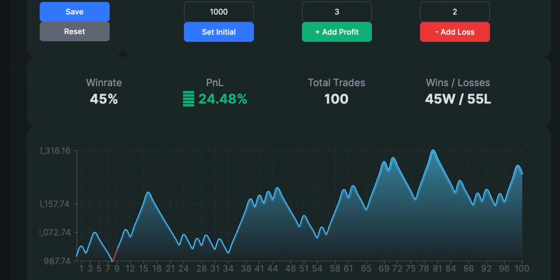But also just take a look at all these losses. The growth is very inconsistent. We had a massive drawdown of around 10% right here. So this is not acceptable at all.